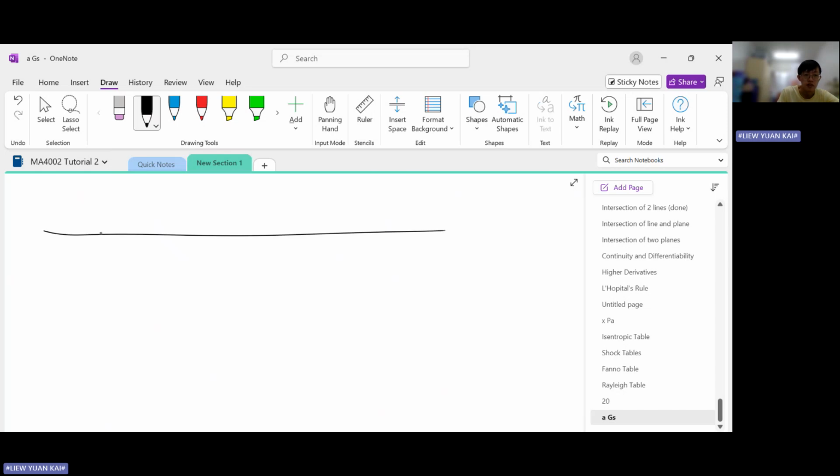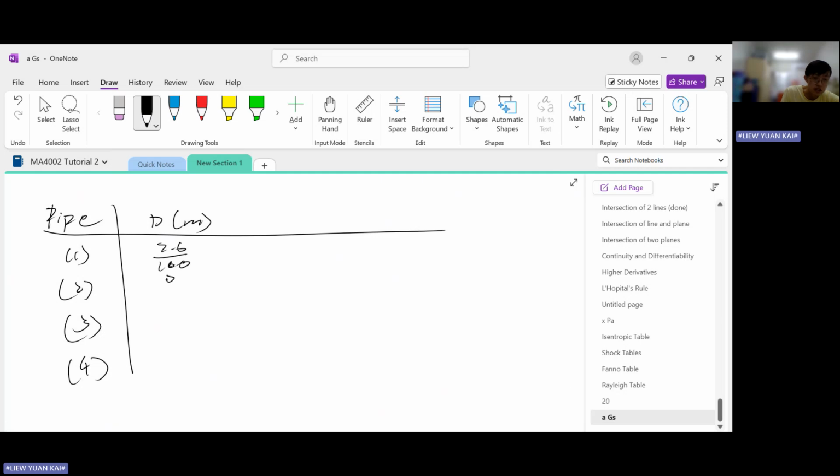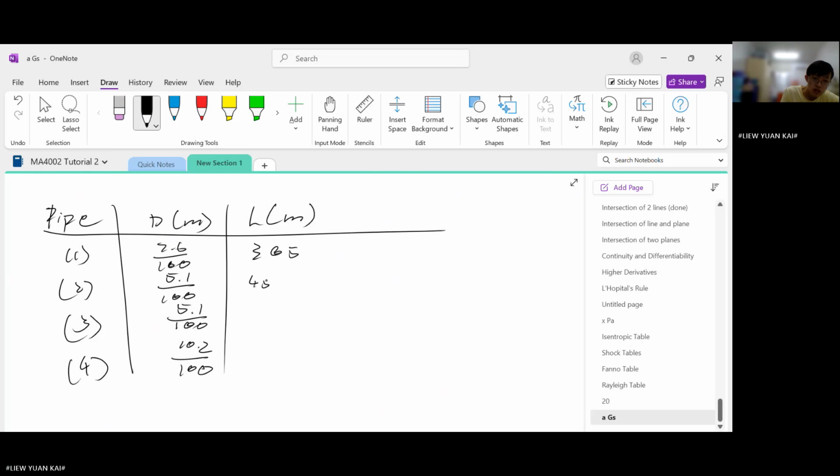So what we do is we draw out the table. Here's the pipe. We have pipe one, two, three, four. The pipe actually refers to the elements. And then we have the different diameters, right? So pipe one is said to have a diameter of 7.6. All of this is in SI units, meaning it's in meters. Then they also have their lengths. This is just the information provided to me in the question.